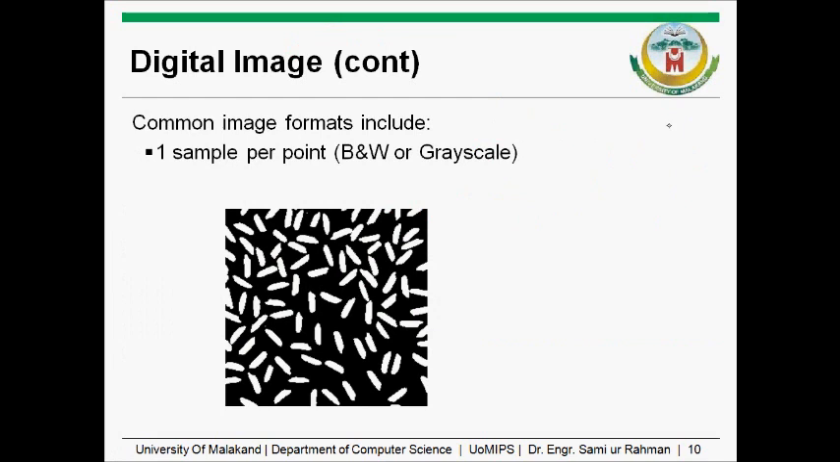Okay, now we will be talking about the common image formats. The most simple image format is black and white, or an image with two gray levels.